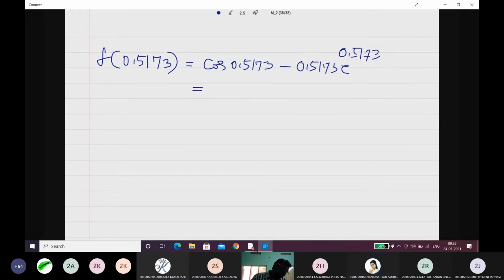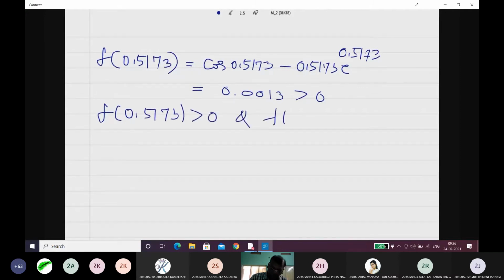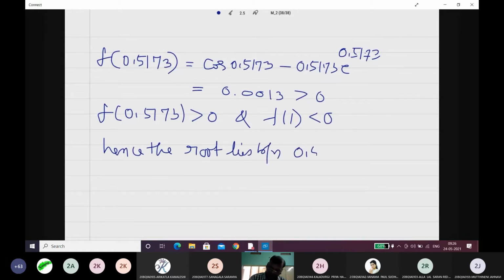Zero point 38. 0.0013, sir. This is also positive. Hence, f of 0.5173 is positive and f of 1 is negative. Hence, the root lies between 0.5173 and 1. This is A and this is B.